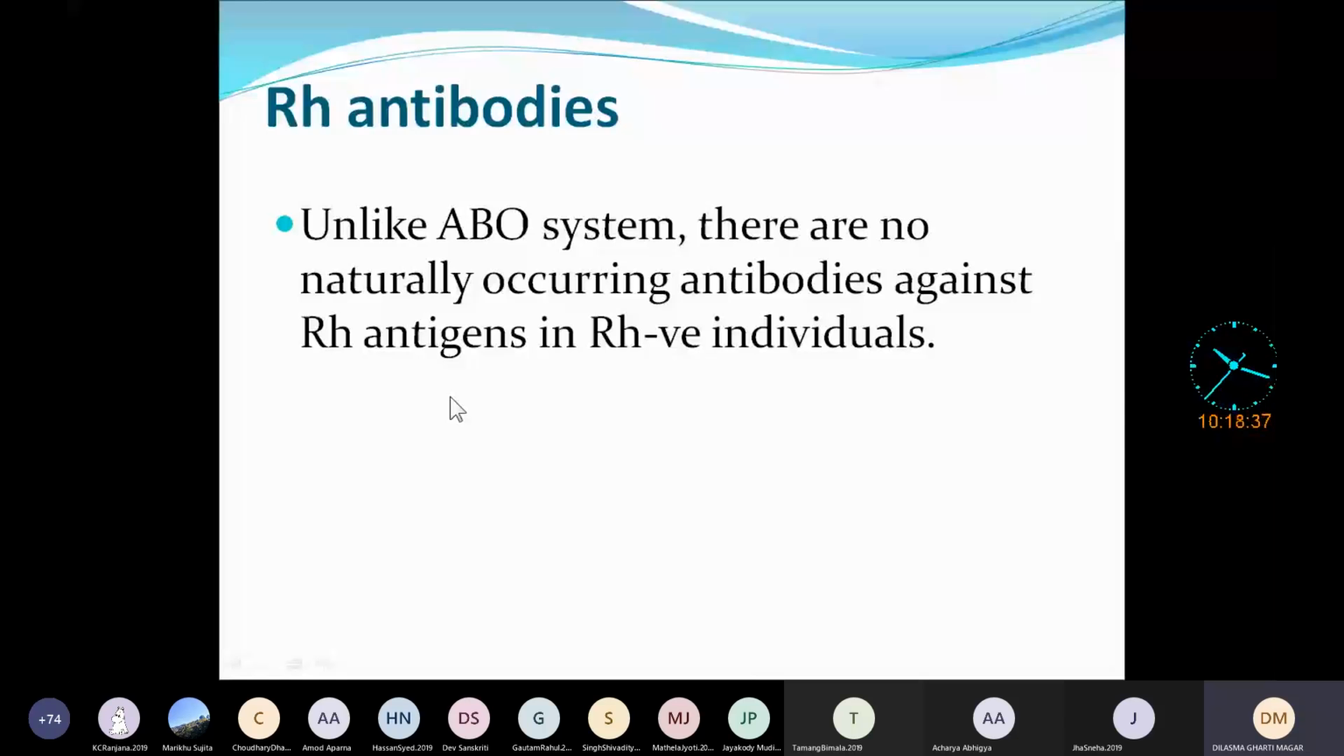Unlike the ABO system, there are no naturally occurring antibodies against Rh antigen in the Rh negative individual. To be Rh positive, the D antigen has to be there on the surface of the RBC, and that becomes positive. For the person who is Rh negative, the D antigen is not present. You have to understand that in the ABO system there were antibodies in the plasma, but for the Rh system there are no antibodies in the plasma or in the serum.